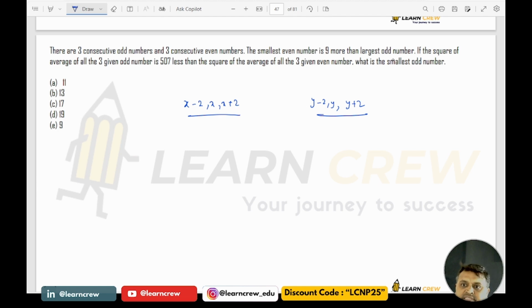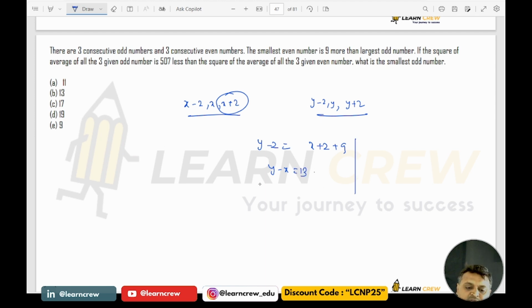Okay, these are the consecutive odd numbers and consecutive even numbers. Now it is given that the smallest even number, which is y minus 2, is 9 more than the largest odd number. So it is x plus 2 plus 9. So you can say from here y minus x is equal to 13.